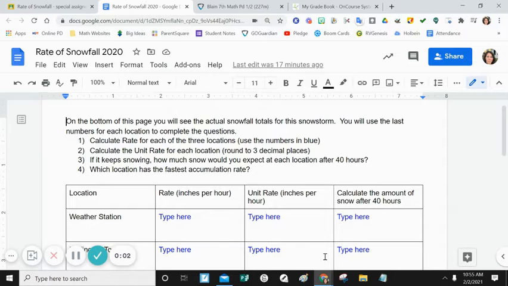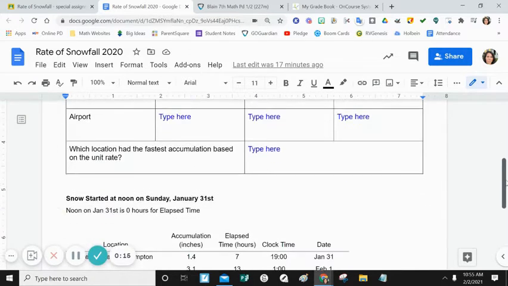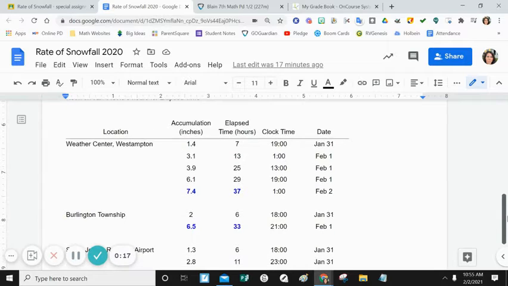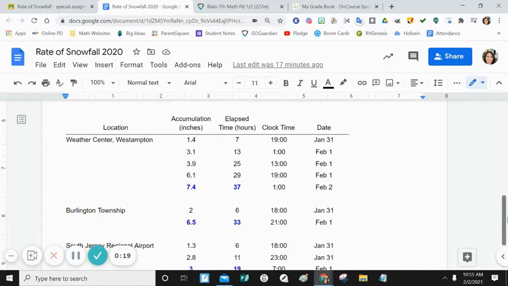Today we're going to do an activity that looks at how much snow is falling over the course of our current snowstorm. If you don't already know, the Weather Center has a location here in West Hampton, New Jersey.